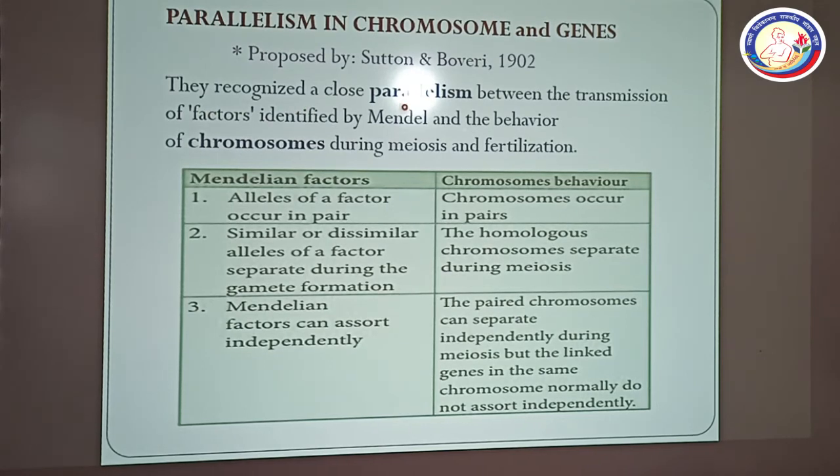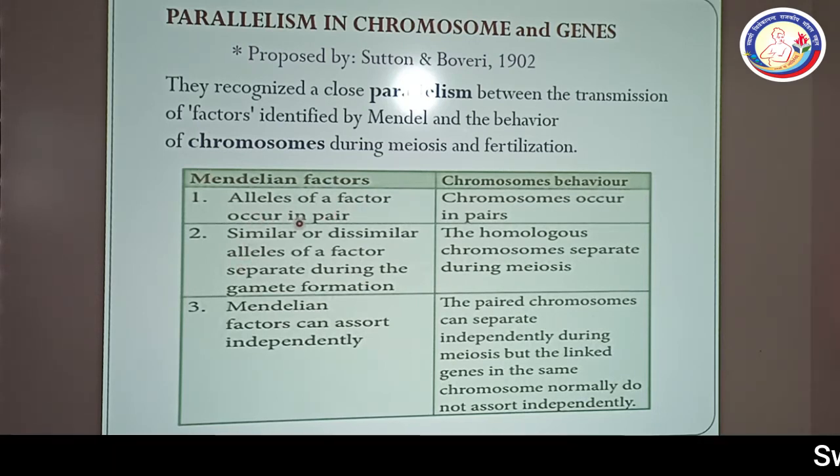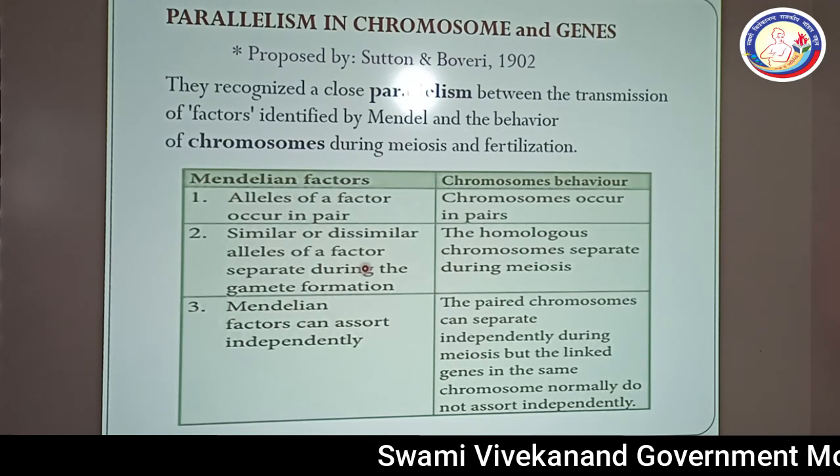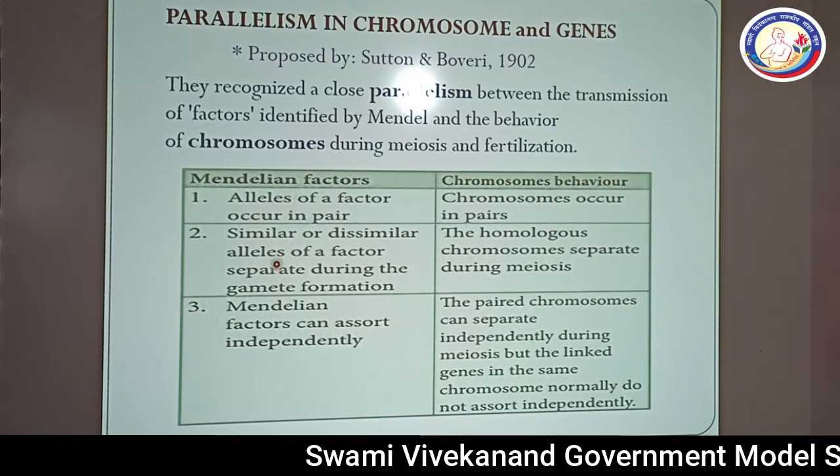They recognized a close parallelism between the transmission of factors identified by Mendel and the behavior of chromosomes during meiosis and fertilization. What are the Mendelian factors? Alleles of a factor occur in a pair. Similarly, chromosomes also occur in a pair. Similar or dissimilar alleles of a factor separate during gamete formation. At the time of gamete formation, alleles or factors are separated.